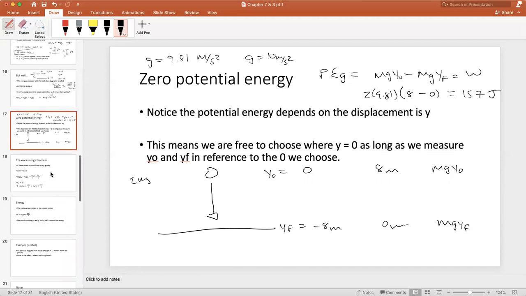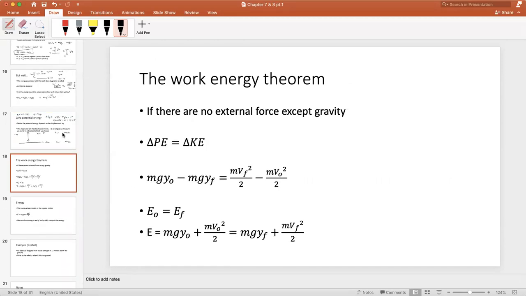Okay, so the work energy theorem, assuming there's no external forces except gravity and later spring forces, says that our change in potential energy is our change in kinetic energy because this was our work, right? And by change in potential, we mean this. So we get mg y initial minus mg y final is the change in kinetic.